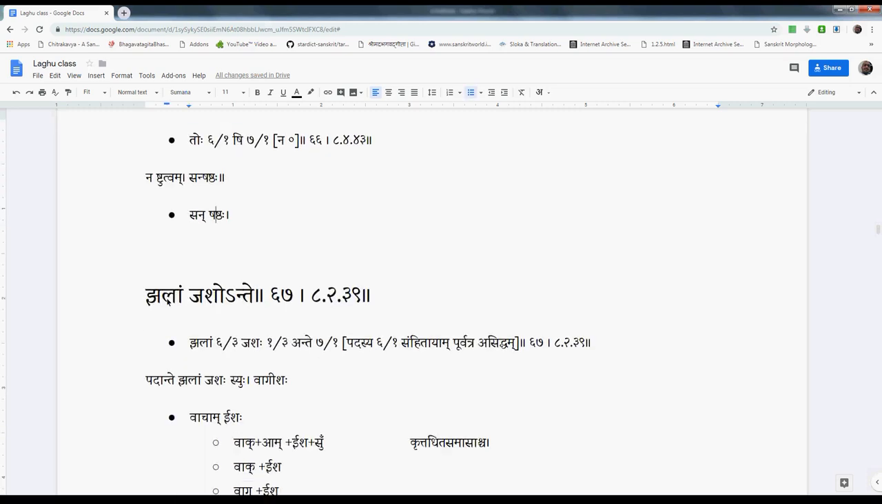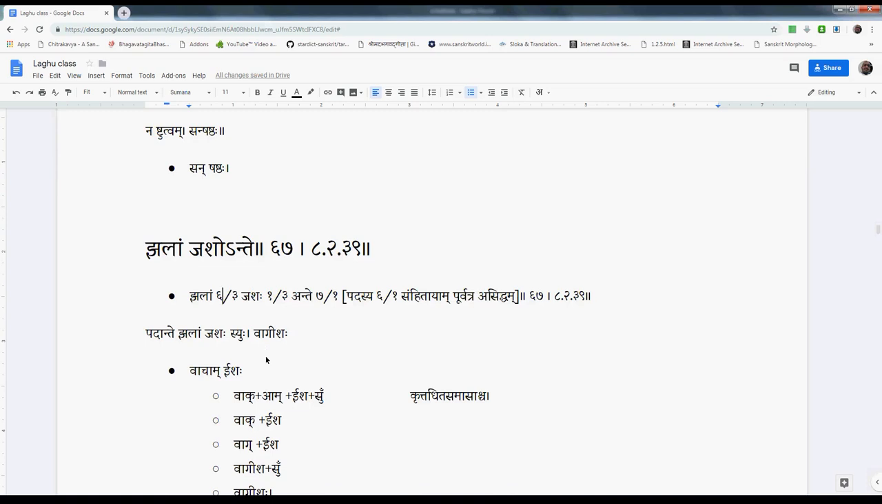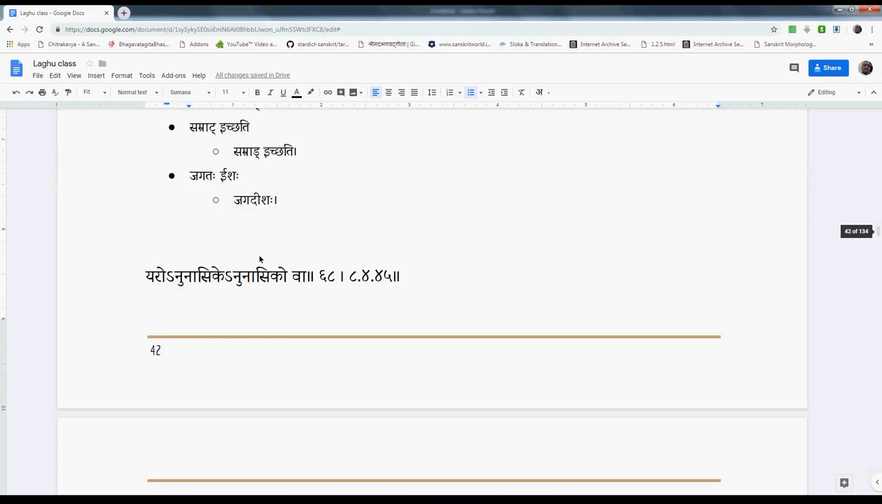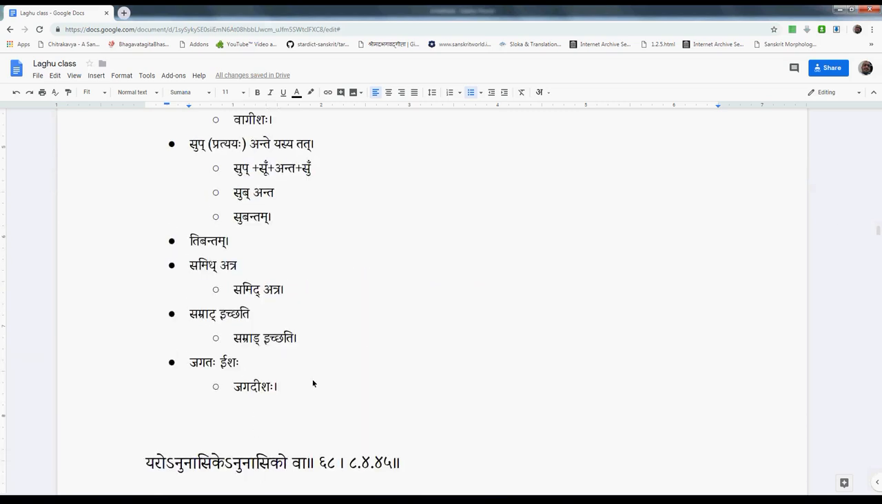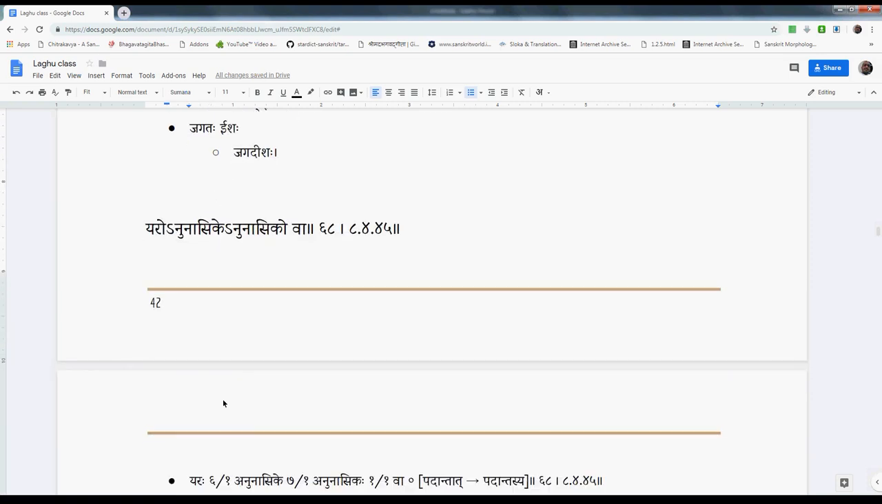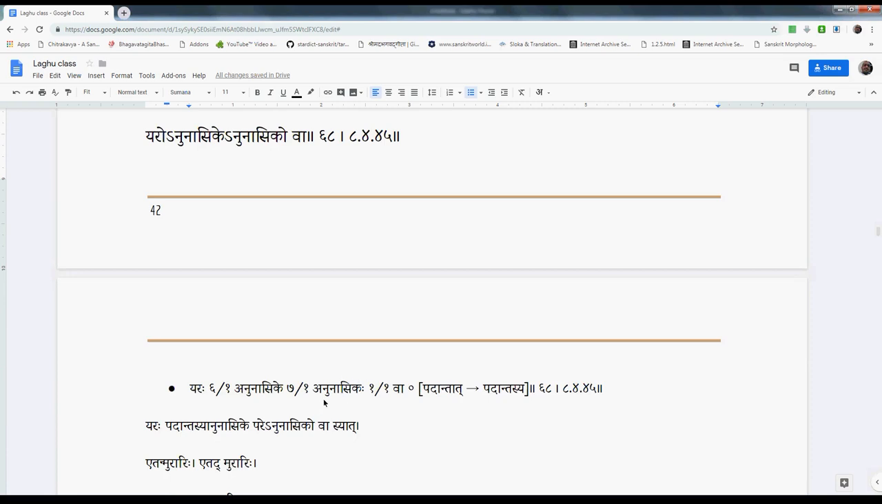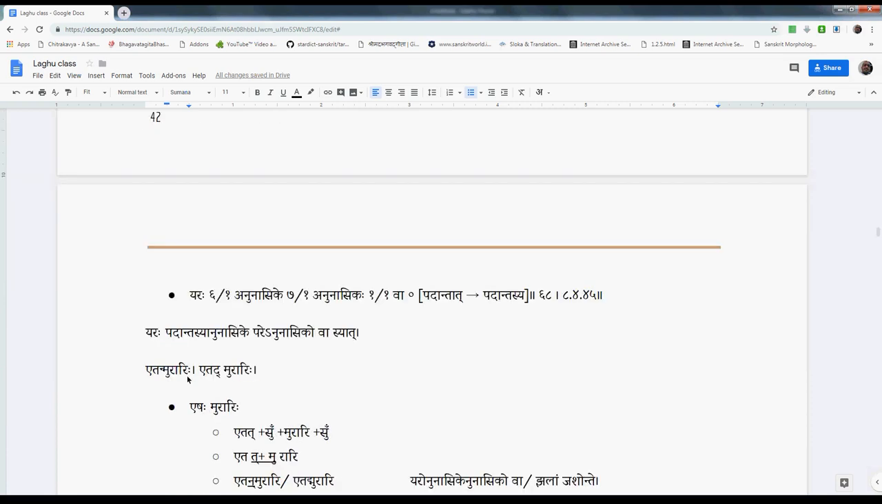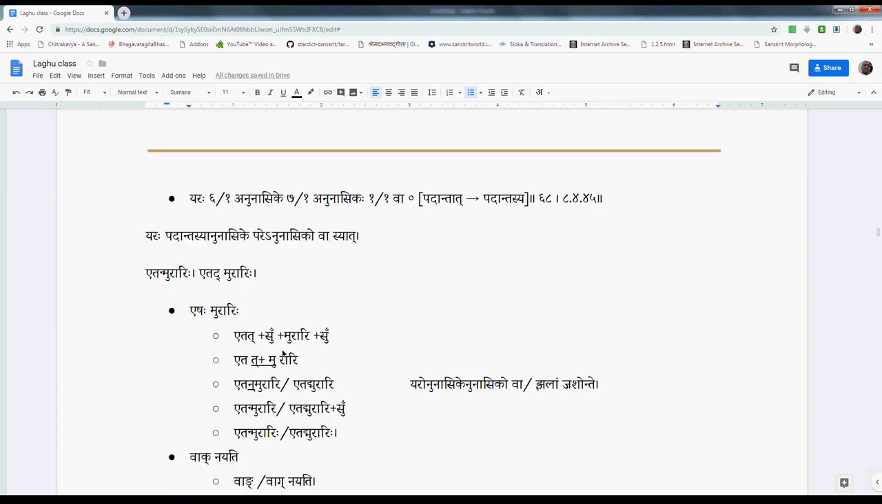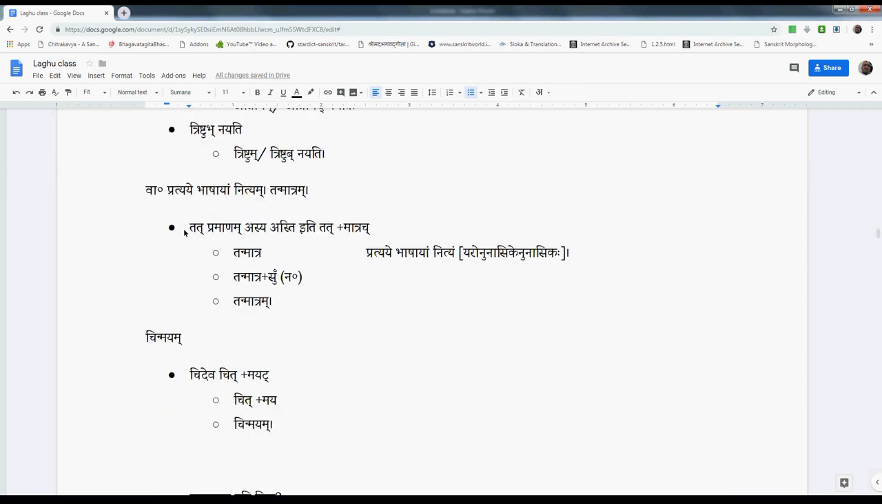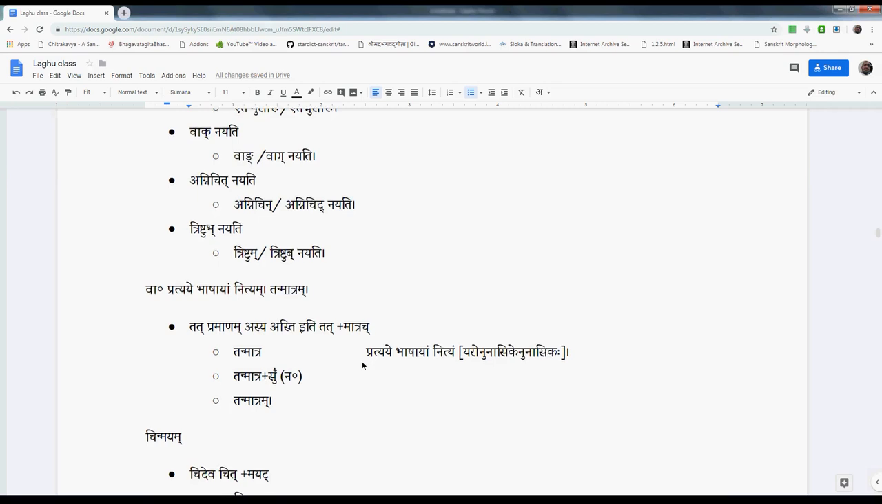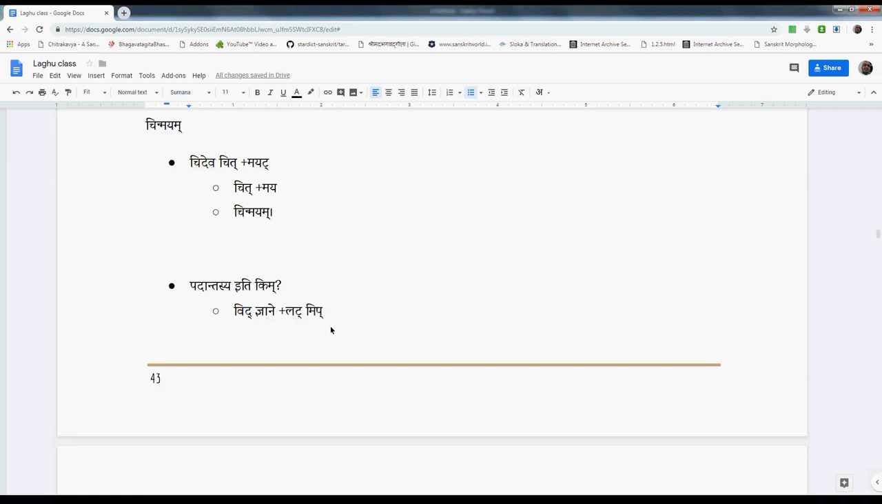Jhalaam jashonte, padaanta sandhi. For a jhal letter, the third of its class is the adesha when in padaanta. Yaro anunaasike anunaasiko vaa. Anunaasike pare, anunaasika vaa. Kasya? Yarah. Anunaasika vibhasha is the adesha. Etan murari, or etad murari: this dakara can become nakara. Optionally a yar letter in padaanta can take the varga panchama. Then it is made mandatory by a vartika, pratyaye bhaashaayaam nityam. So in tanmaatra, nityam, there you don't have an option; you have to make it a mandatory sandhi.